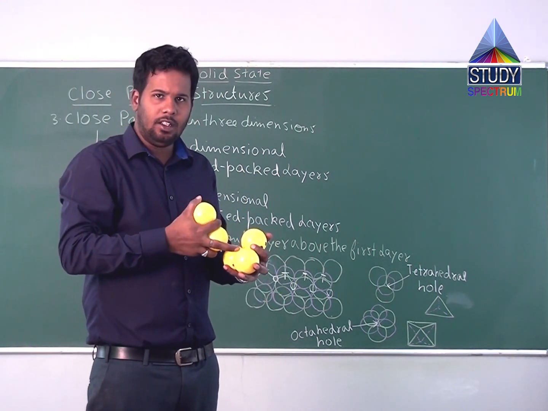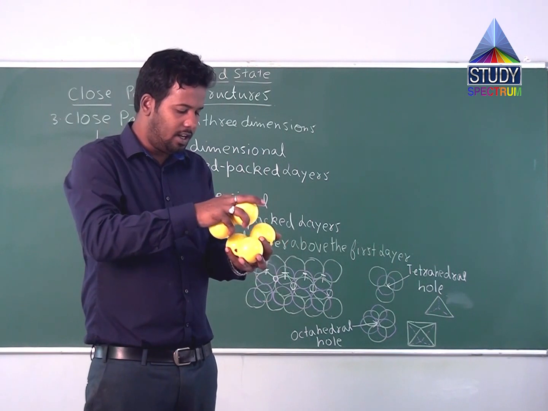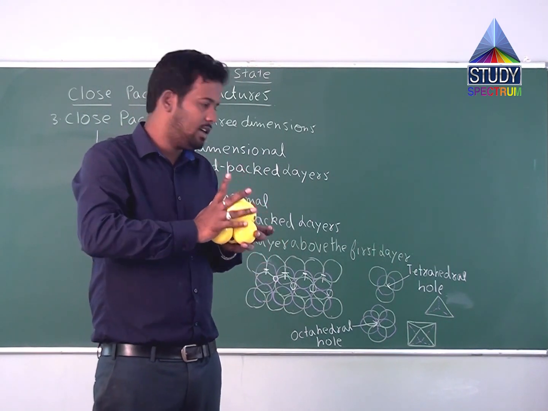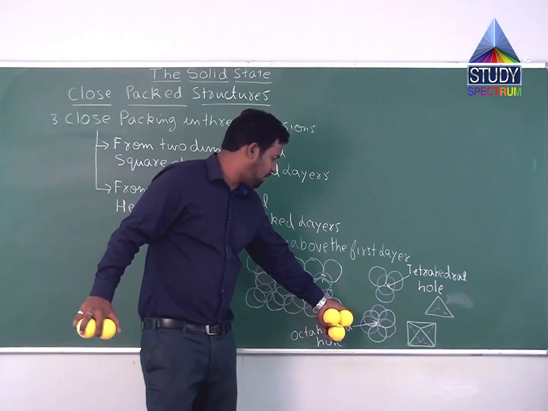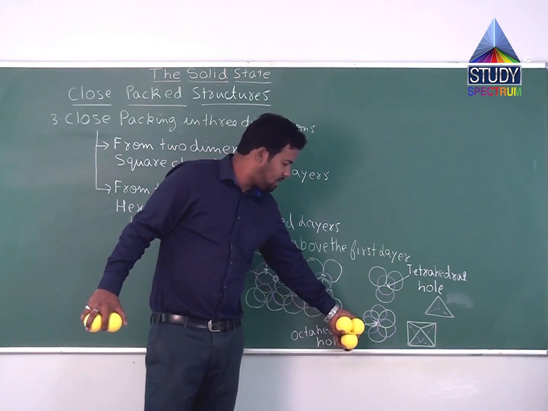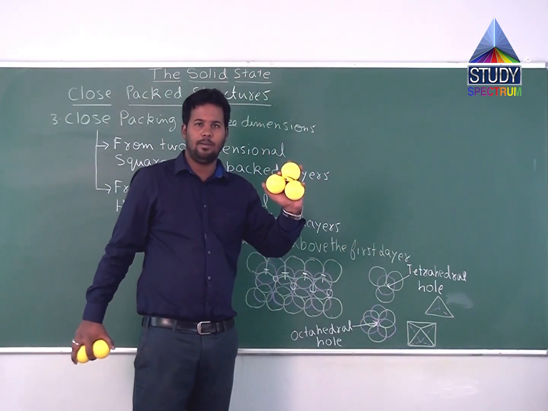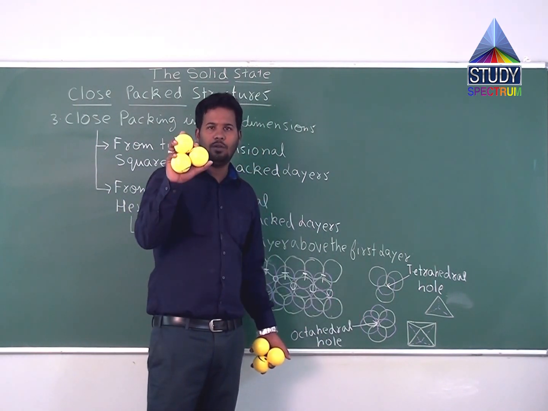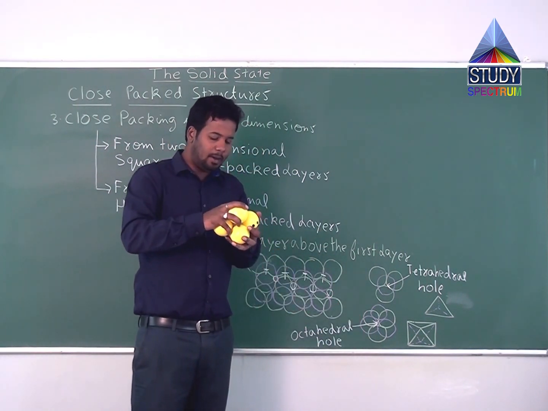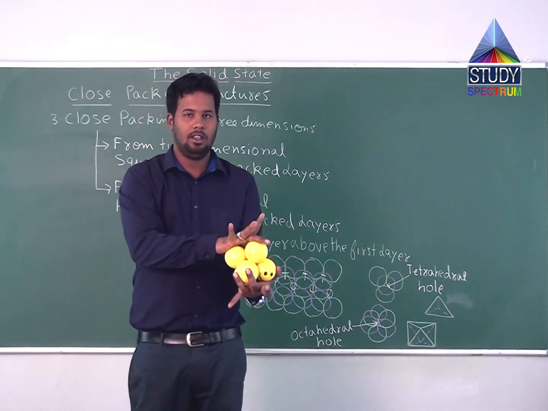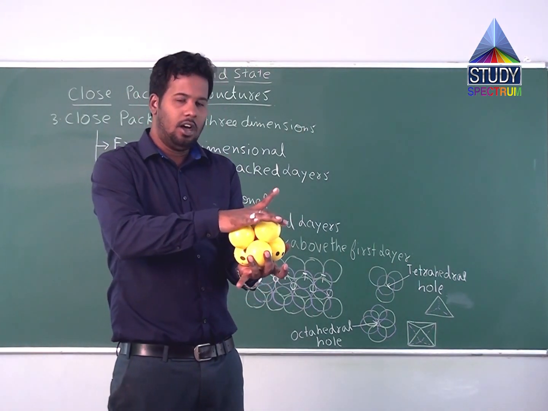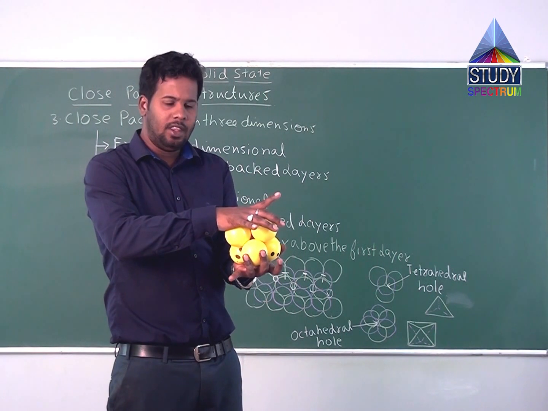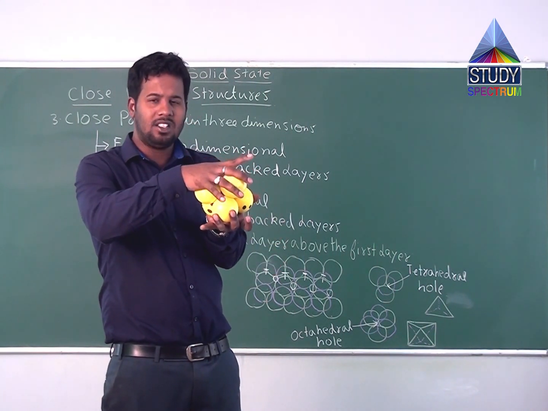These atoms of the second layer have centers above the gap between two adjacent atoms of the first layer, like this. Correct? If you see this particular diagram, the green spheres are the atoms of the first layer, and the purple spheres are the atoms of the second layer. And when they are placed in such a fashion, where none of the centers are in a straight line, then the gap between them is actually your octahedral hole.